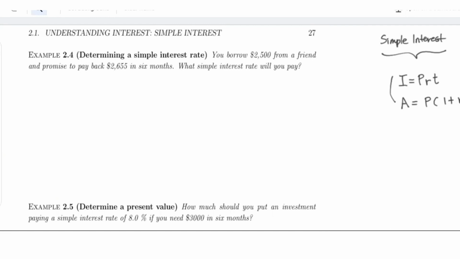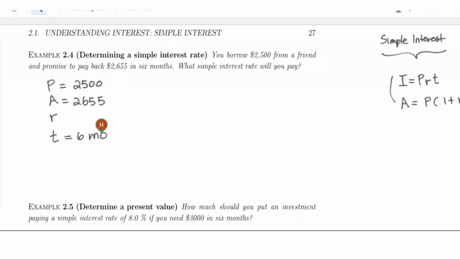You borrow 2,500 from a friend, promise to pay back 26.55 in 6 months. What interest rate will you pay? All right, so the beauty of math is to write out all these letters: P, A, R, N, T, I. P is the beginning amount, 2,500 that we borrow. 6 months after, we pay back 26.55.